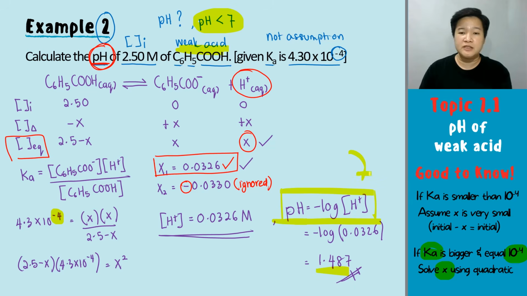Anyway, we are still using this formula to calculate the pH. It's just that we are finding the concentration of the H plus slightly differently. Make sure that after these 2 examples, you already know how to use this ICE table.